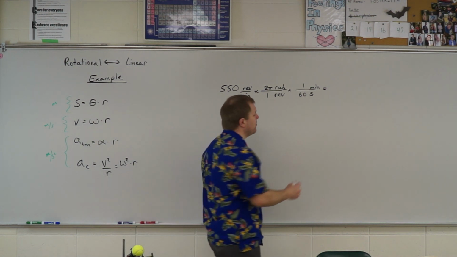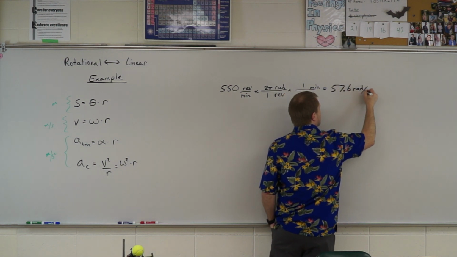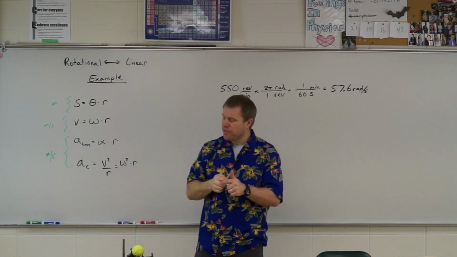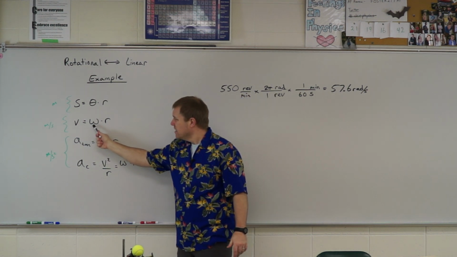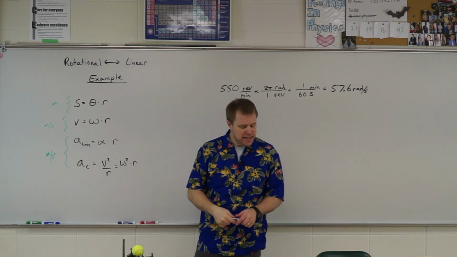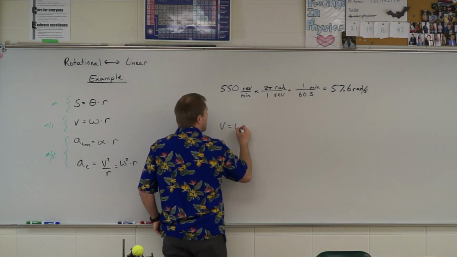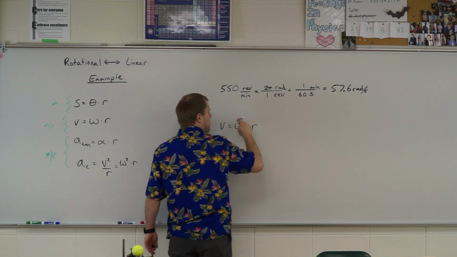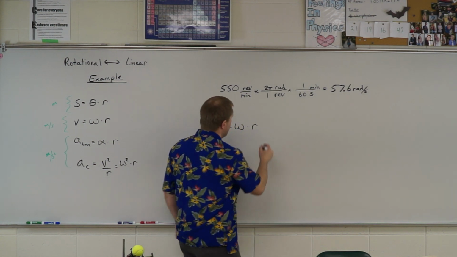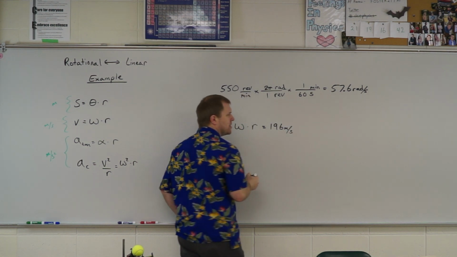You should get a number of 57.6 radians per second. Now that I have omega, in order to find the speed, V, I'm going to need to multiply omega that I just found times the radius. They said that radius was 3.4. So V is going to be omega times R. I'm going to take my omega, multiply it by that distance, 3.4, and we should get 196 meters per second here.